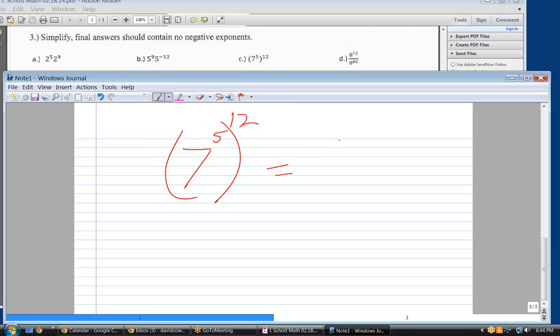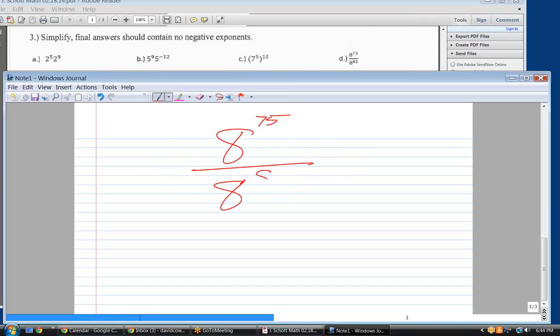So this is going to be equal to what? 7 to the 60th. Okay. Is it 8 to the negative 7th? It is, except for one problem. The instructions say final answers should contain no negative exponents. So how do I write that without a negative exponent? 1 over 8 to the 7th? Yeah.